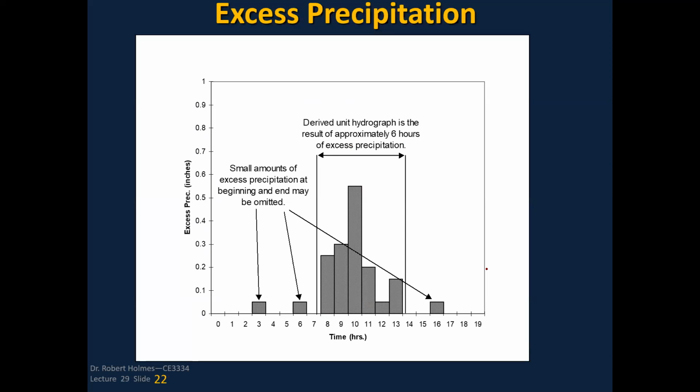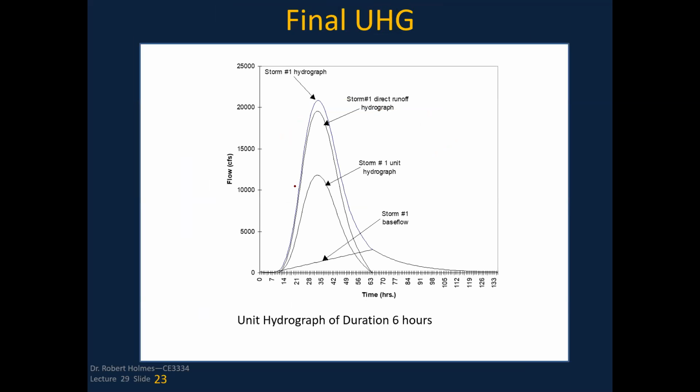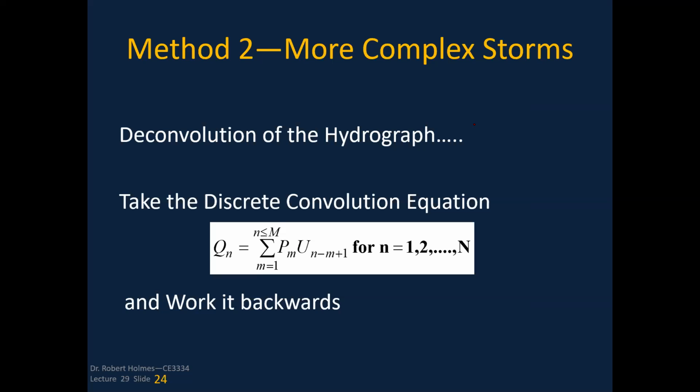I got a little bit ahead of myself, but that's what that next slide indicates. I'm going to use that as my 6 hours of excess precipitation. I'm getting rid of those small amounts. And so then I've got my final unit hydrograph, with effective duration, T sub D, of 6 hours. All right, so that covers the first method.